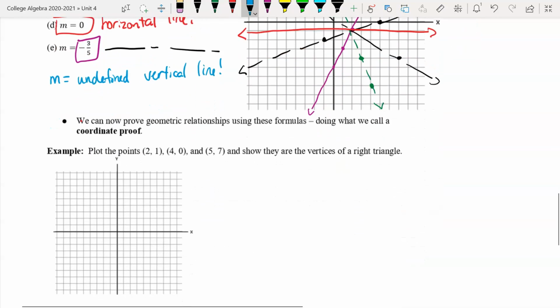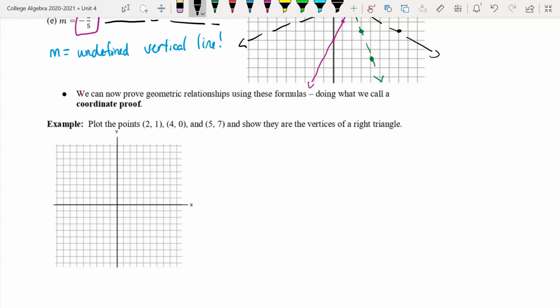Okay? And the other thing that shows up on Hawks is coordinate proof. The big thing with this, so it says plot the points 2, 1, 4, 0, and 5, 7. And we'll label these A, B, and C. So A, B, C. I would definitely graph it. It helps to kind of see the picture. Okay, but if I want to show it's the vertices of a right triangle, I need to prove this is a right angle. So in order to do that, I needed to have opposite reciprocal slopes.